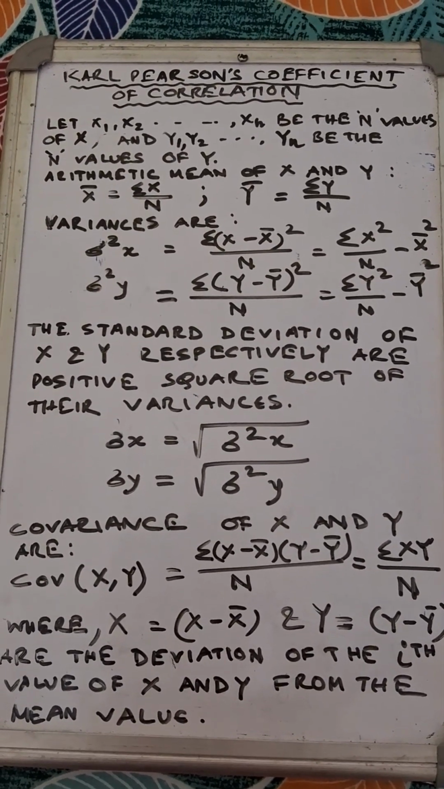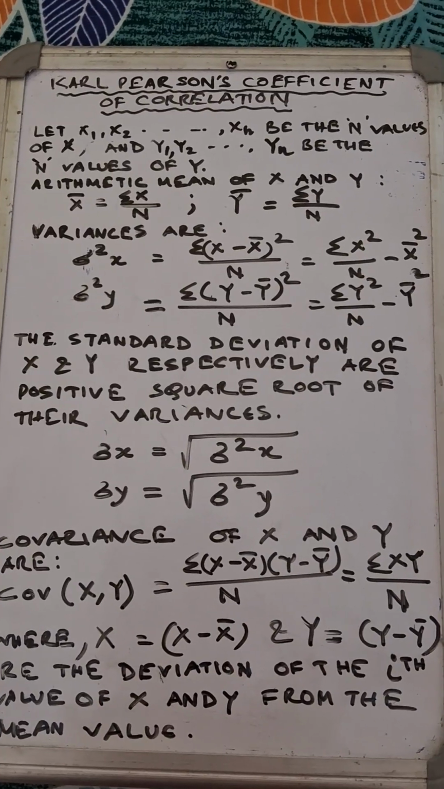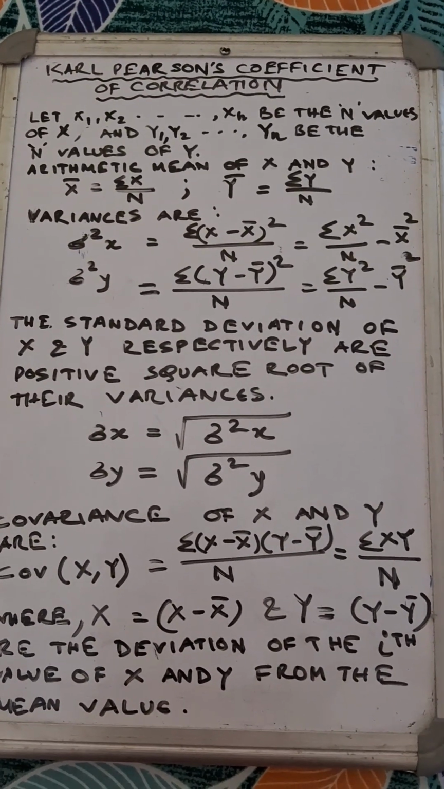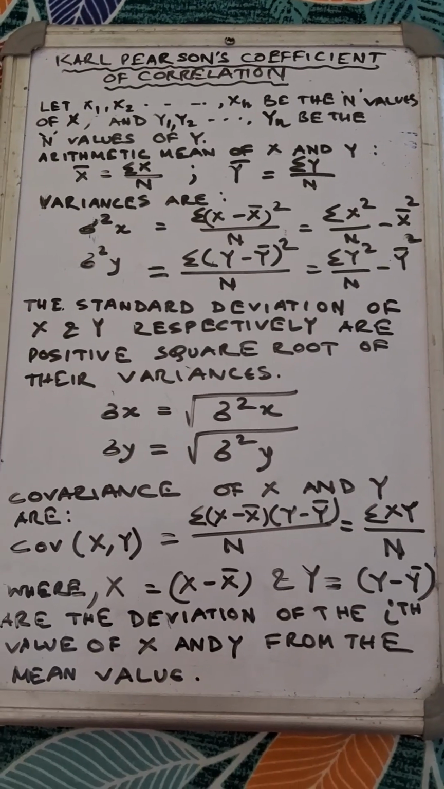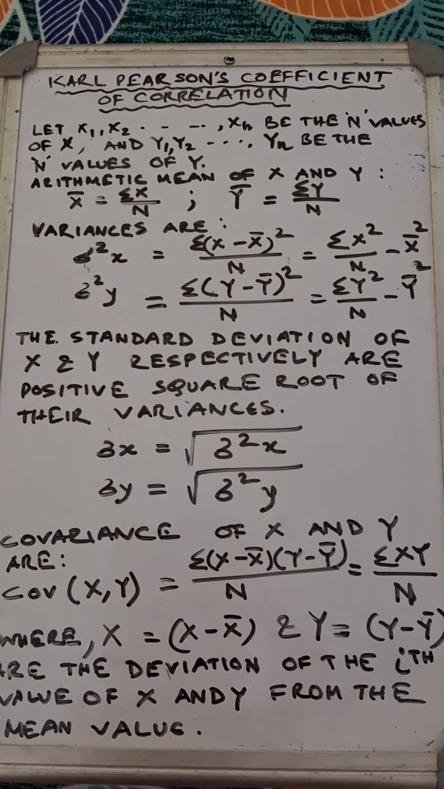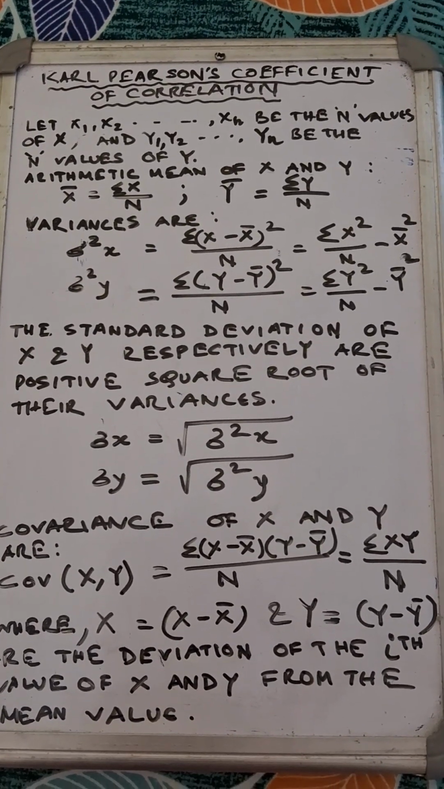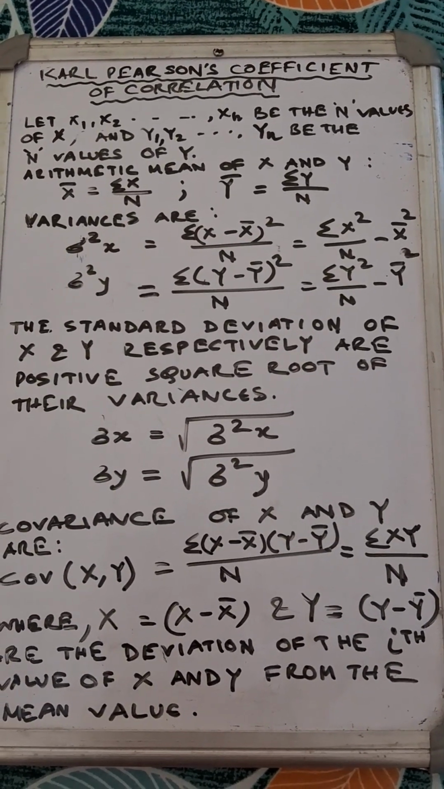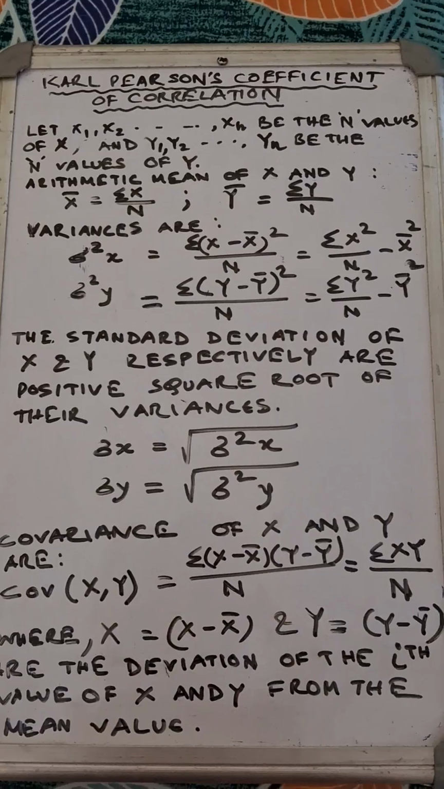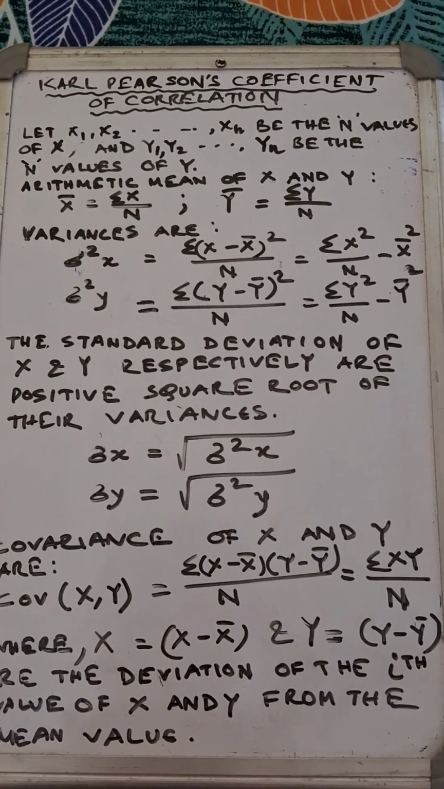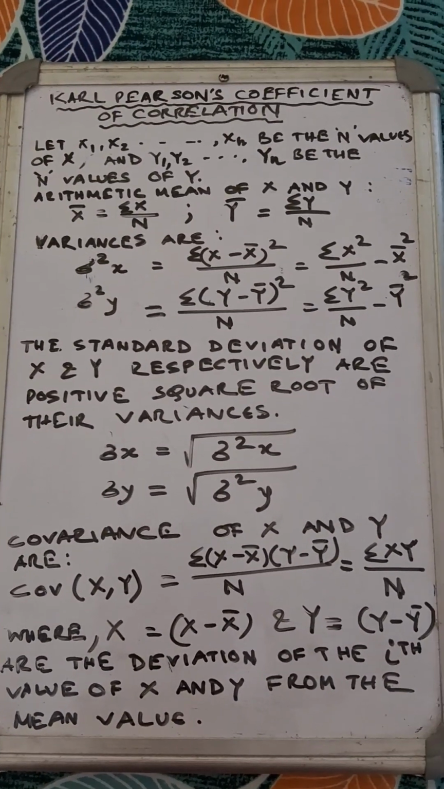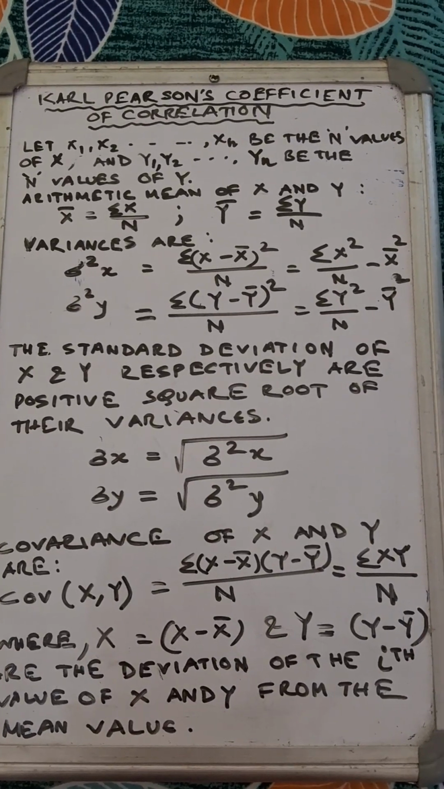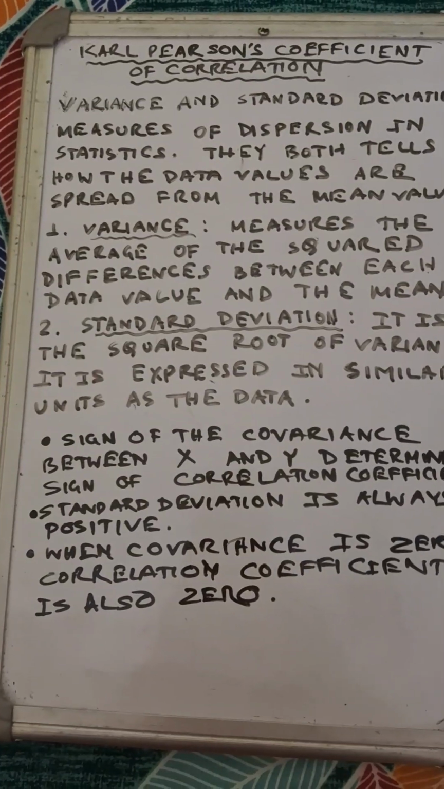Now covariance of x and y is given as cov xy is equal to summation of x minus x bar into y minus y bar by n, which is equal to summation of xy by n. Now what happens here? We find that x is equal to x minus x bar and y is equal to y minus y bar, which are the deviations of the ith value.